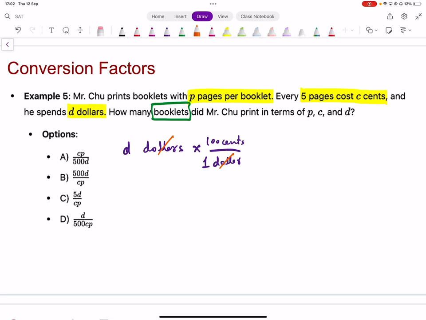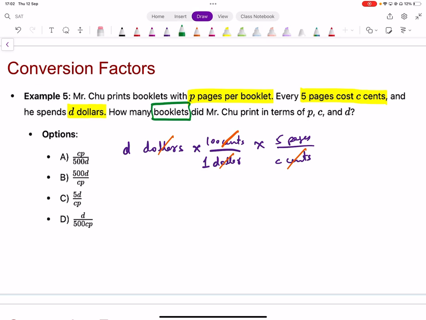Cents किस conversion factor में आ रहा है? 5 pages to C cents. So now we can say 5 pages to C cents. Cents and cents get cancelled. And now we have pages.